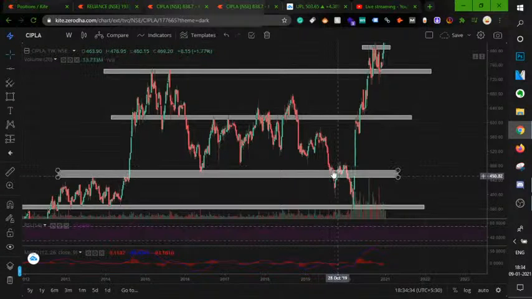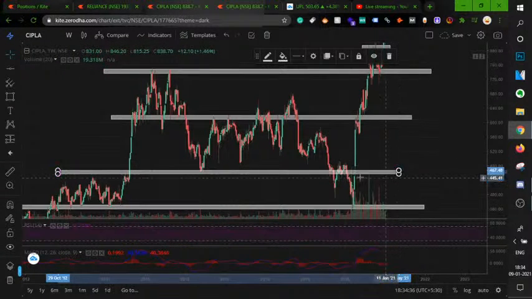Similarly, if there's a break from your support level on the lower end, we have an example here. If there's a break from your support level, the same level gets converted into a resistance. Simple as that. So if there's a break, it gets converted into the opposite level.